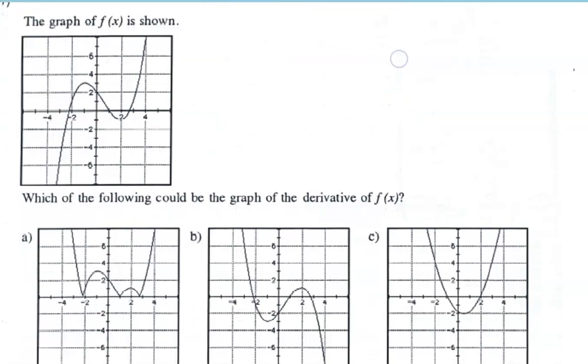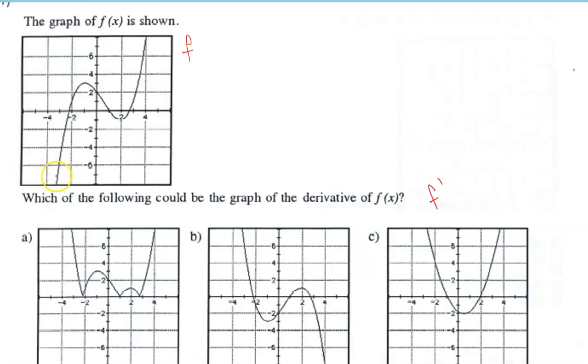Okay, for this one, the graph of f is shown, and we are looking for the graph of f prime. So f is given, we're looking for f prime. Let's see what the slope of this curve tells us about what f prime will look like. Starting down here, we have a very steep slope.